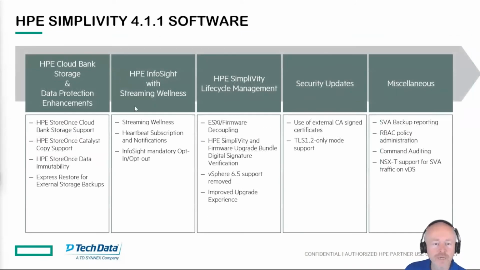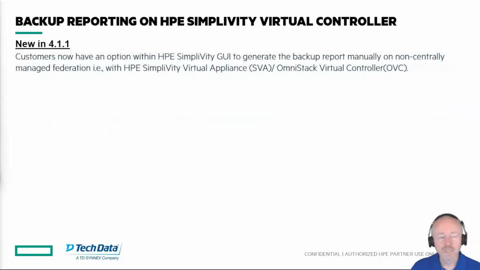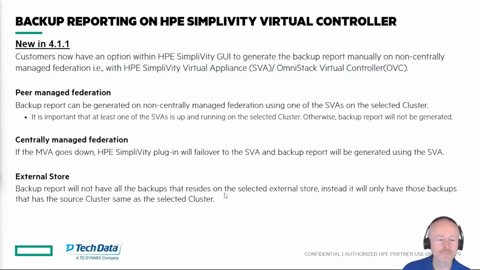So a quick update about 4.1.1, well, update 1, which is the same but with a few bug fixes in there as well. So now we have that cloud bank storage support together with HPE Cloud Volumes. We have now Catalyst copy support so that we can do copy jobs directly as well. We have data immutability, very important one to me. InfoSight integration. Initially it was every hour that they sent updates. Well, now we have streaming wellness. Streaming means that we have permanent updates with a heartbeat subscription and notifications. And also on the lifecycle management side, we have more flexibility as well.